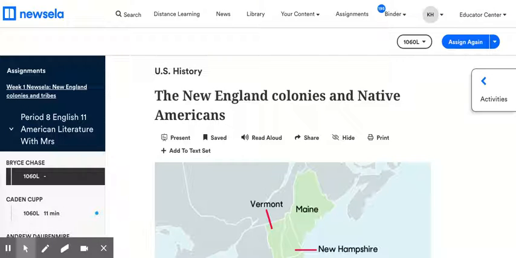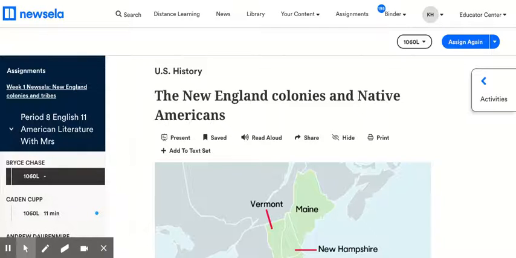I just wanted to hop on here and give you a little bit of guidance on Newsela. I know that is something on your weekly learning plan. This is a really quick article on Newsela. A lot of you are familiar with how to use Newsela, but I did want to mention one thing.